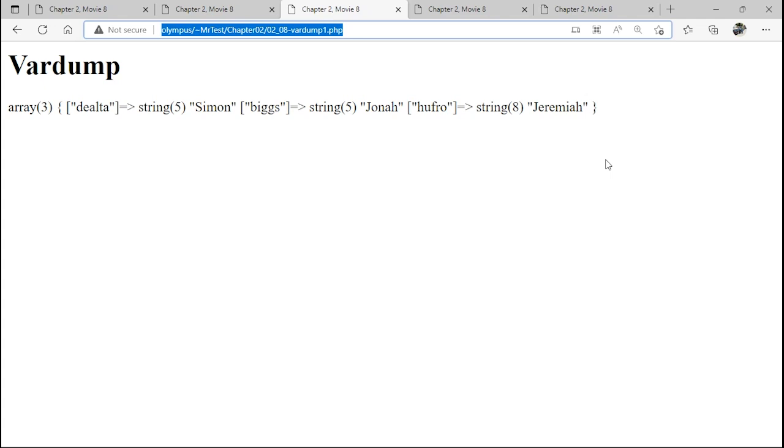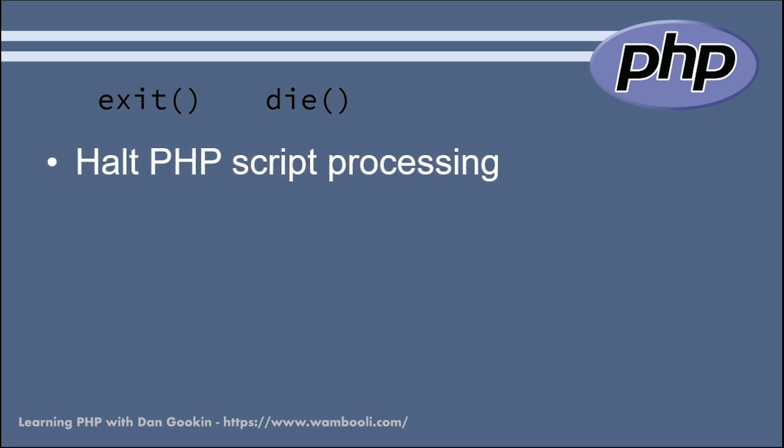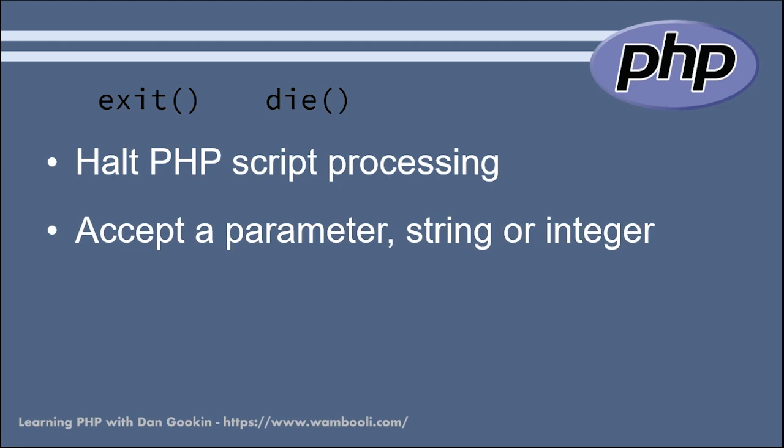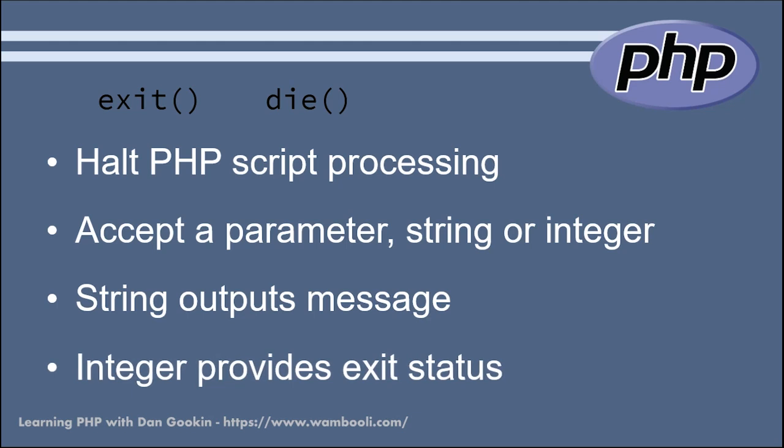Here are the functions and constructions that let you leave the PHP party early. Exit and die. Both do the same thing: halt a PHP script from processing and exit the code. Both can accept a parameter, a string or integer. For a string, the text is output before the program's death. An integer value is used as the program's exit status. Valid values are 0 through 254.